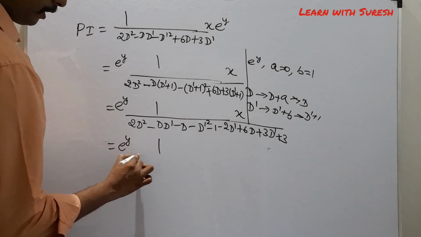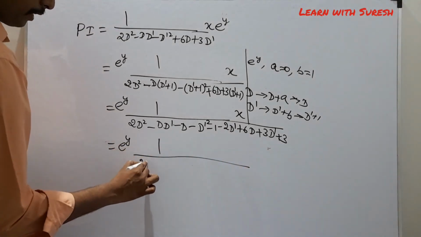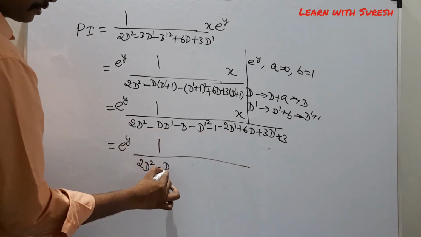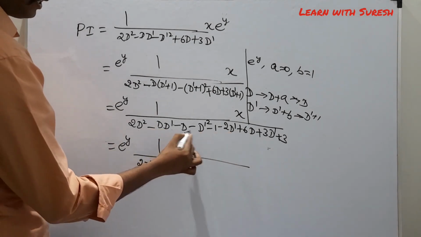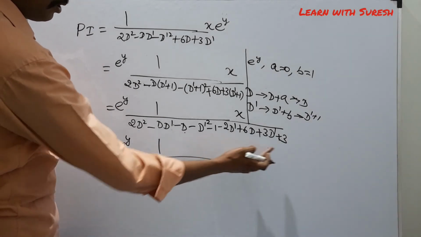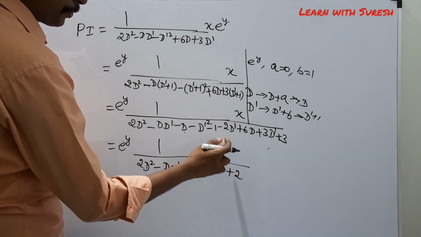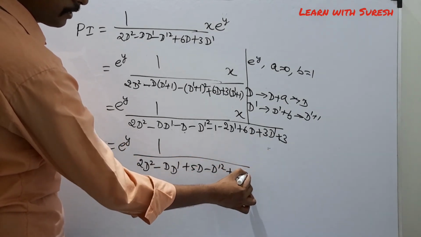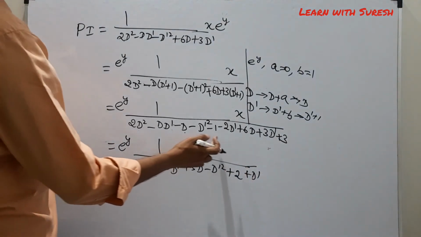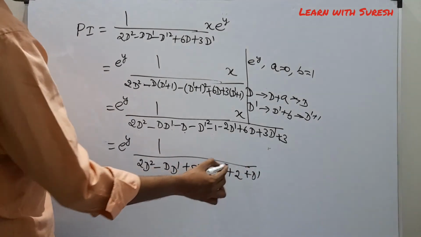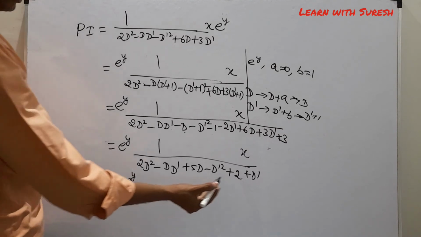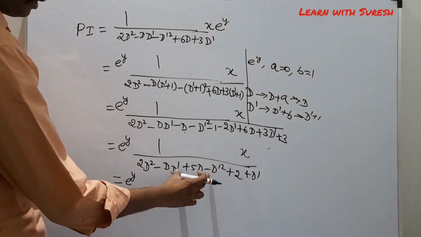e^y into 1 divided by 2D² minus D' minus D, plus 6D plus 5D minus D'² minus 1 plus 3 plus 2D' plus 3D' plus D', into x. Okay, we have written all the terms into x, e^y. Take a constant 2 outside and bring this denominator to the numerator.